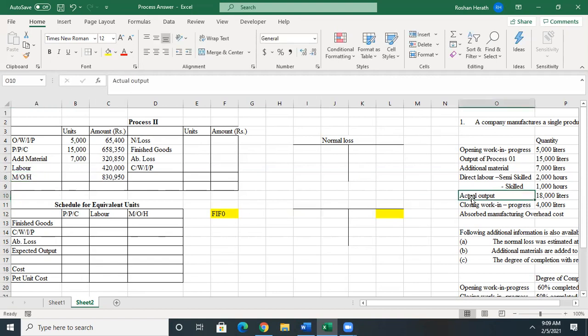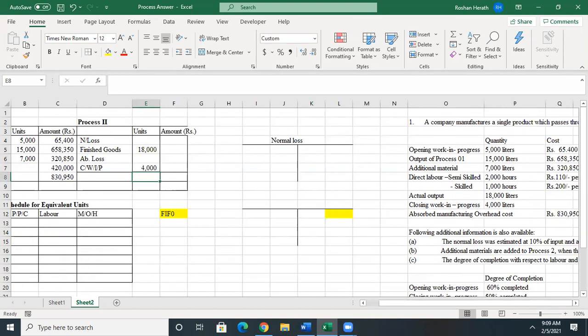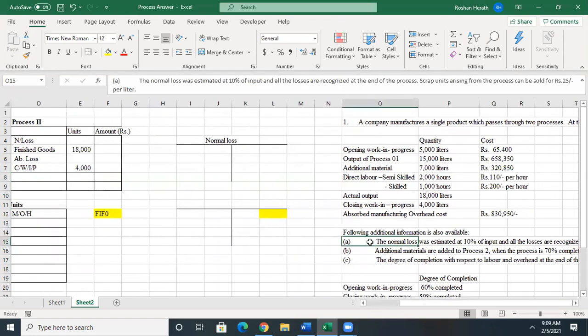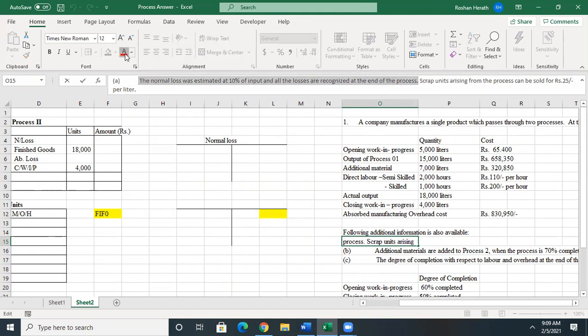Then it says the actual output, the finished goods, is 18,000 liters. The closing WIP is 4,000. And you need to know the normal loss. It says that the normal loss was estimated at 10% of the input, and all the losses are recognized at the end of the process. So pay your attention here.